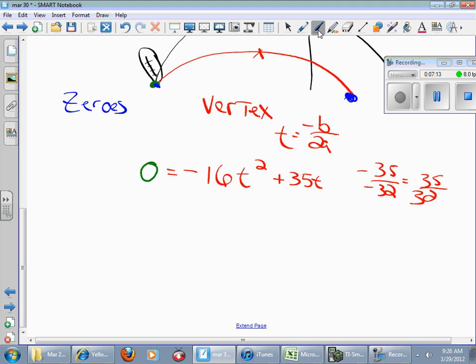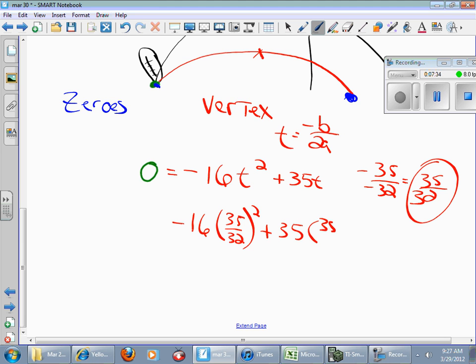Now, if they ask me at what time it reaches the max height, well, then I've got to turn that into seconds, divide, and all that. But if they're just asking, will it go high enough, I can just take this fraction and plug it in for t. Negative 16 times 35 over 32 squared plus 35 over 32. And I can just crunch that on my calculator. And this will tell me the max height. It'll tell me the y-coordinate of the vertex, or in this case, the height coordinate of the vertex, the h-coordinate.